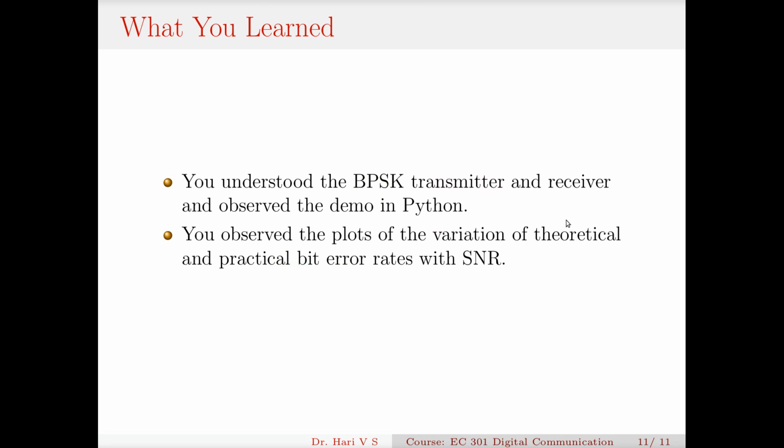When you come to the end of this presentation, what you have learned is the block diagram of the BPSK transmitter and receiver, you observed the demo in Python, and you understood how it is done in a USRP. This USRP is very costly, but you can have low-cost USRPs, with which you can write code in Python and download into them. So you can understand real-time communication. This has a lot of applications in wireless communication, so many job opportunities are there. You also observed the plots of variation of theoretical and practical bit error rates with SNR.